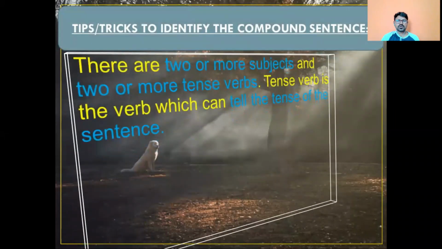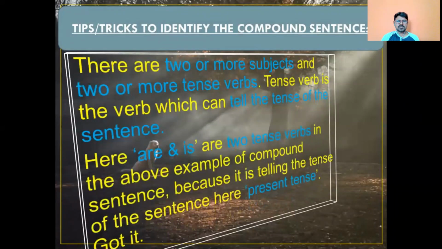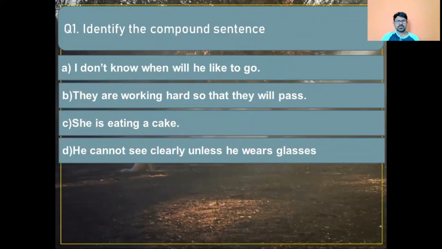There are 2 or more subjects and 2 or more tense verbs. A tense verb is the verb which can tell the tense of the sentence. Here, are and is are 2 tense verbs in the above example of a compound sentence because they are telling the tense of the sentence, here present tense. Got it? Now let's see the MCQ questions.